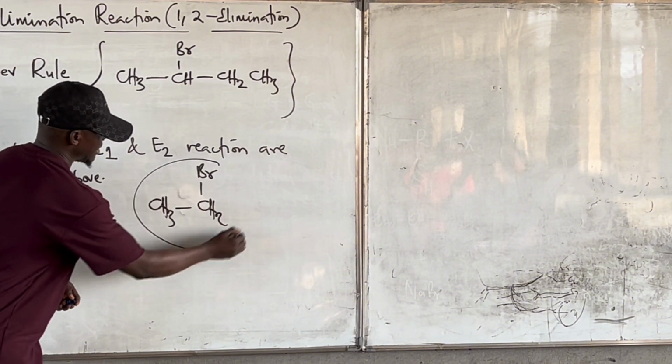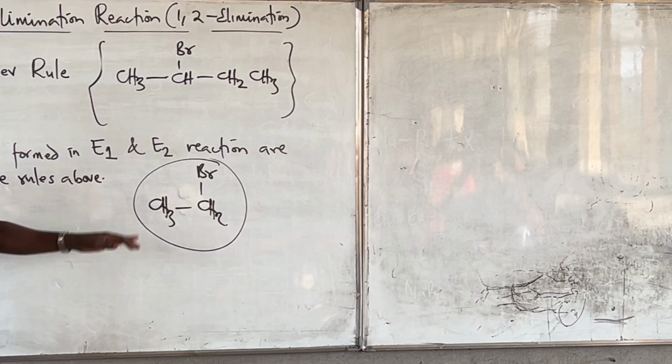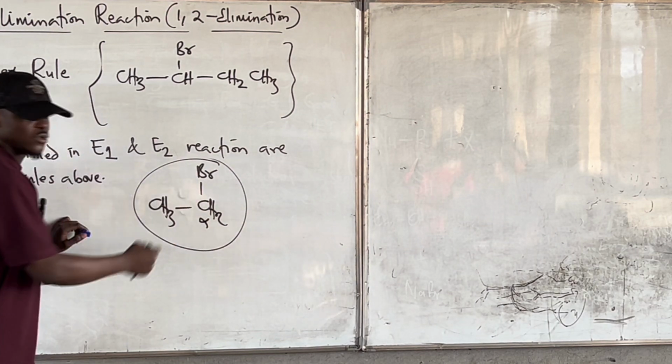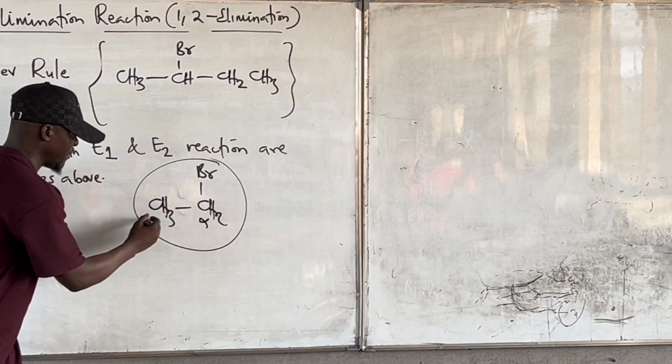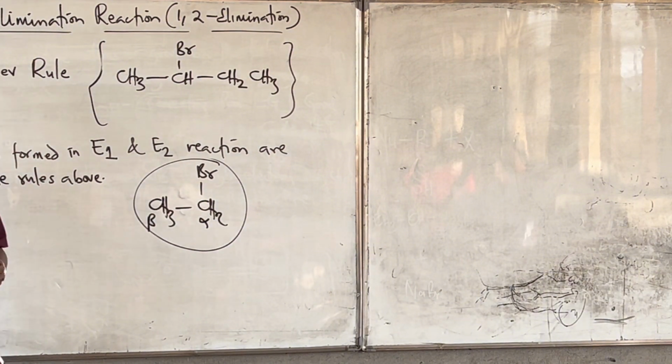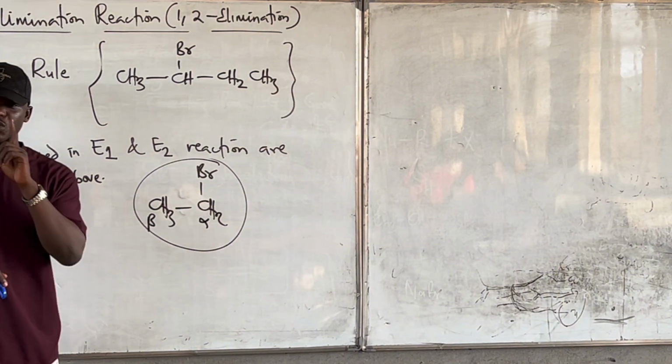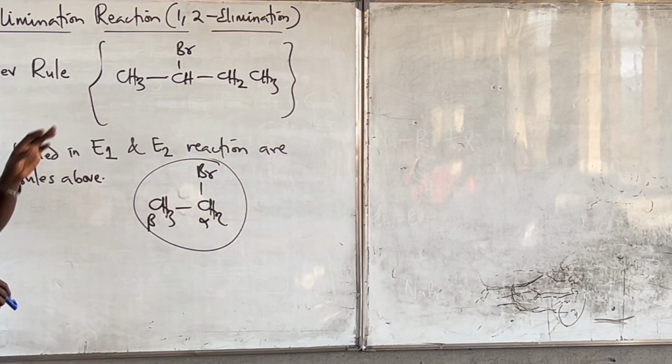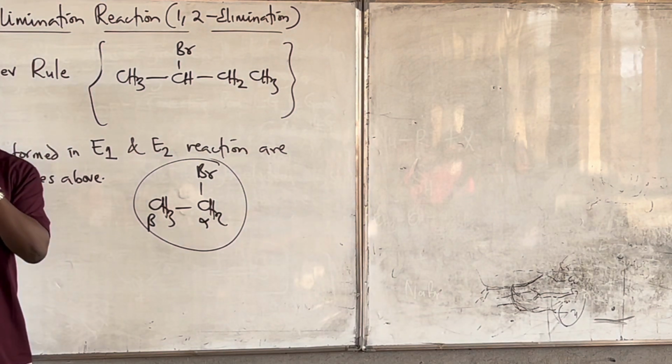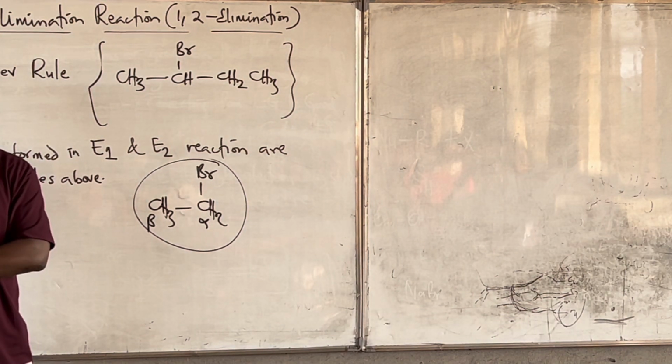If you have a substrate like this, you cannot apply any of these rules because it has just one beta carbon. Now this is the alpha, the carbon bearing the halogen. The carbon attached to the alpha is called the what? Beta. So anytime you have a compound that has just one beta carbon, these two rules will not be applied, because the product is just going to be how many products? One.